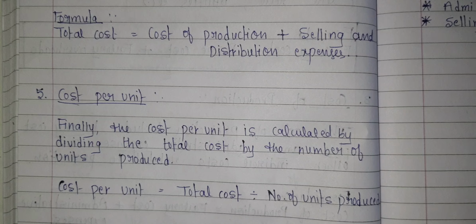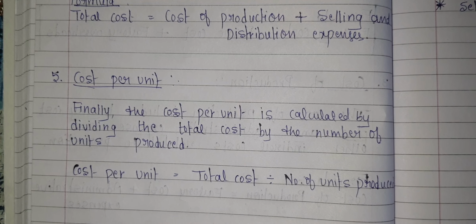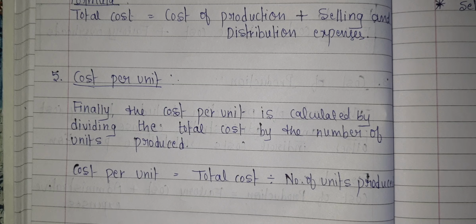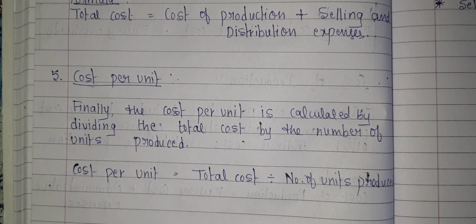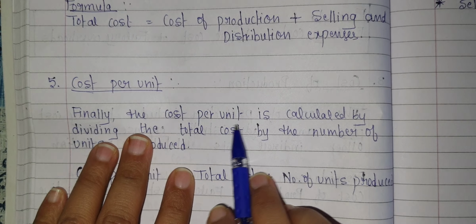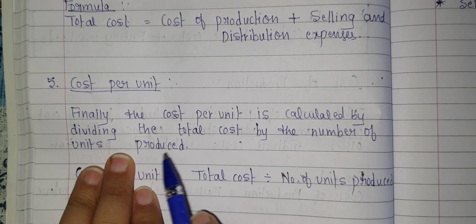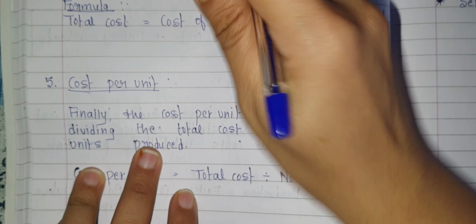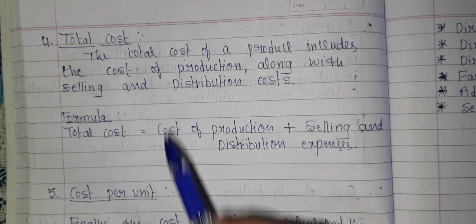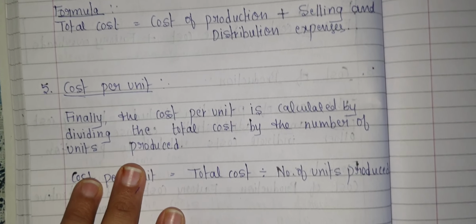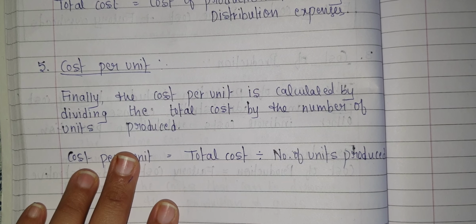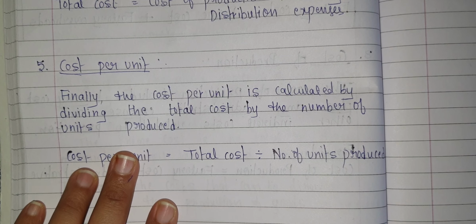Next, fifth element of cost sheet, that is cost per unit. This is very important. We need cost per unit. Okay, finally the cost per unit is calculated by dividing the total cost by the number of units produced. Number of units produced. Cost per unit.